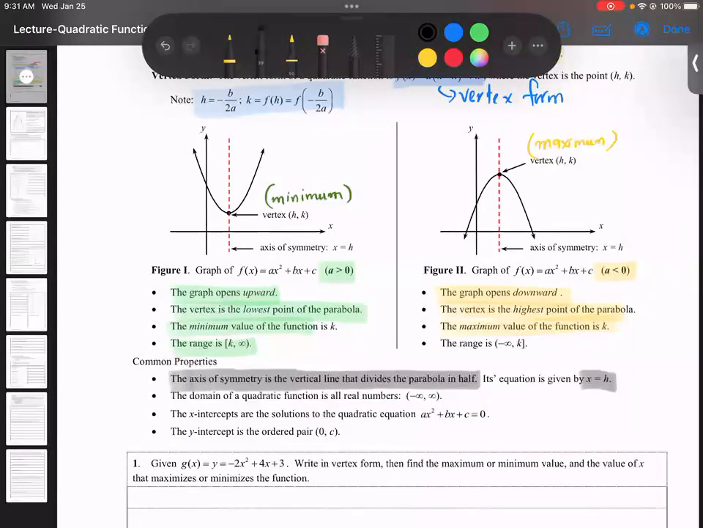If I ask you what is the axis of symmetry, you say x equals something. Right? Don't just give me the number. That would be wrong. I want the whole equation, so it's gonna be x equals. The domain, because it's a polynomial function, right? Quadratic belongs to the polynomial family. The domain will be all real numbers.